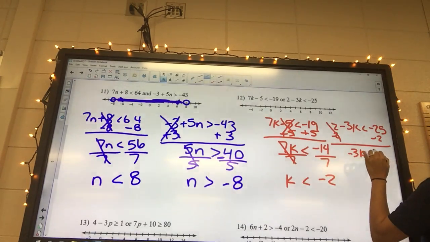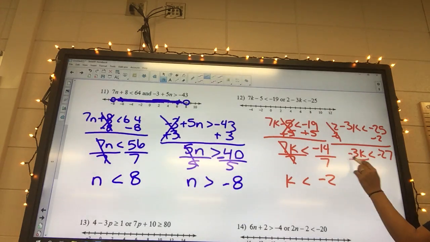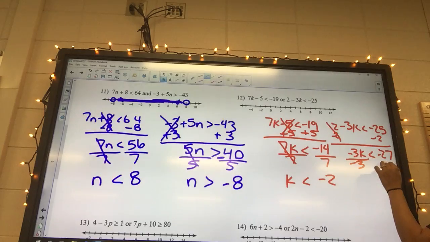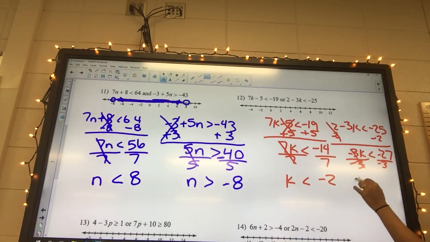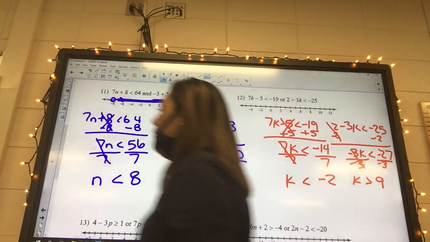Negative 3k is less than negative 27. And our last step is to divide. Do we need to flip? Yes. Why? Because you're dividing by negative. Okay. Which number is negative? The 3. Okay. So my answer is going to be positive 9, and it needs to be flipped.